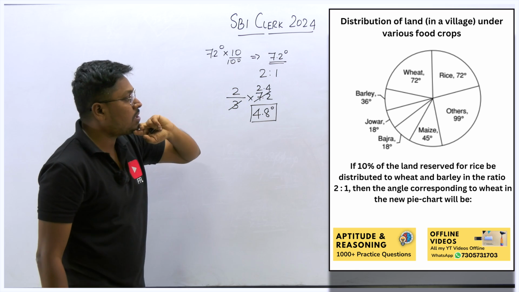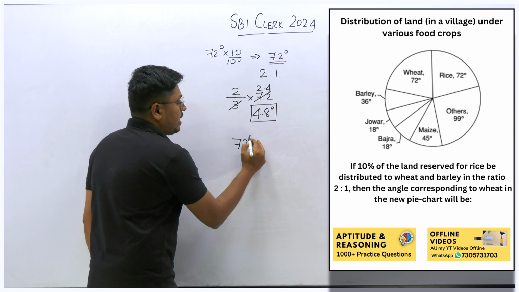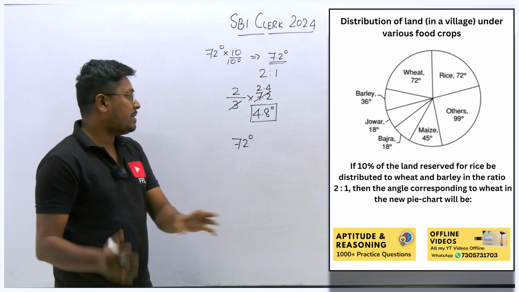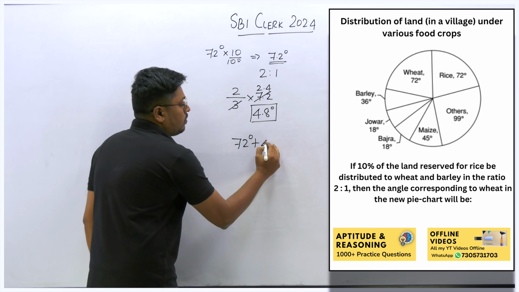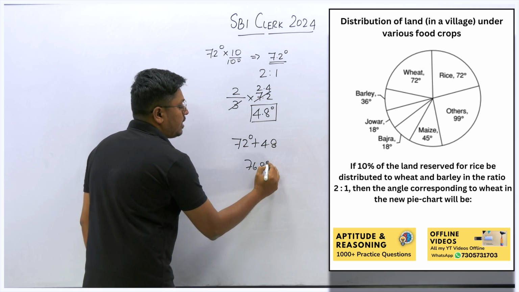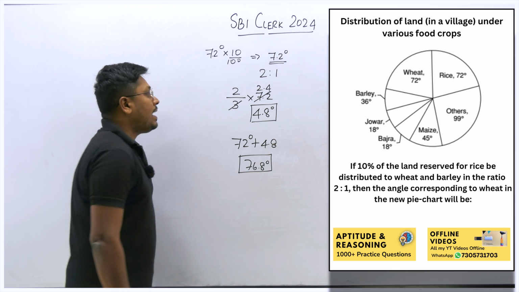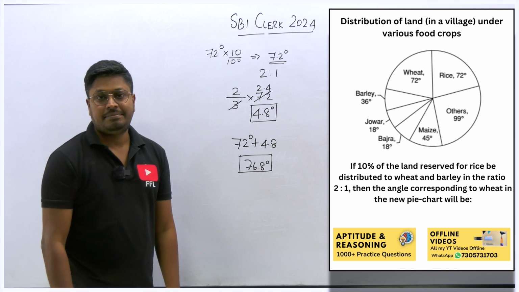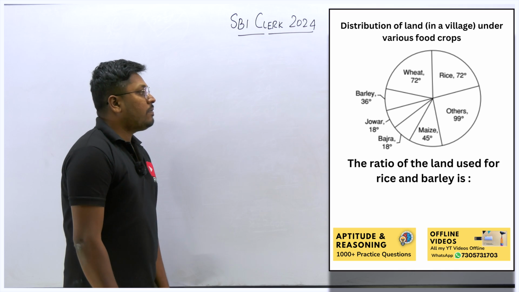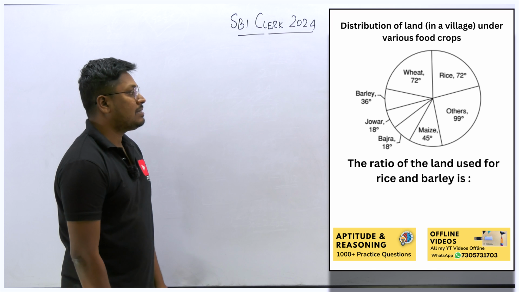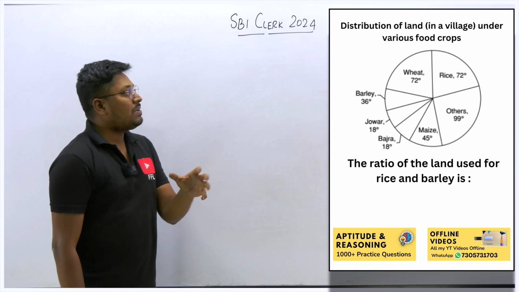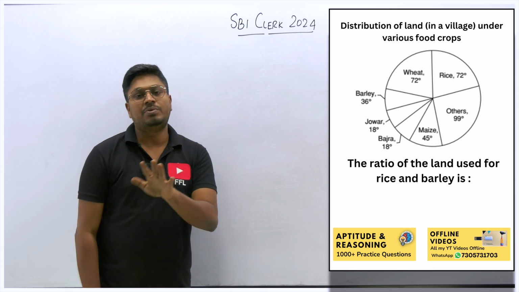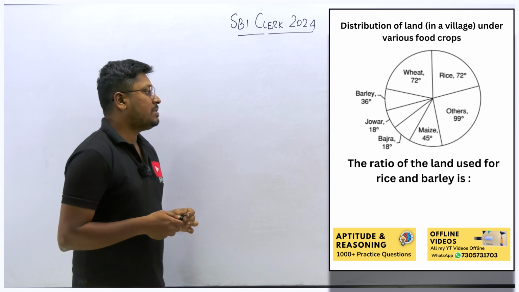So already wheat is how much according to the chart, which is 72 degree, right? So 72 degree is the wheat. So now that some part of rice land has been given to the wheat, which is 4.8. So 72 plus 4.8 will be 76.8 degree. So 76.8 degree will be the answer for, question number 3. No, it's second question. So next question. The ratio of land used for rice and barley is, simple question, we just need to find the ratio. So rice is 72, barley is 36. So 72 is to 36 will be 2 is to 1 ratio. That's it, which will be the answer for it, right?